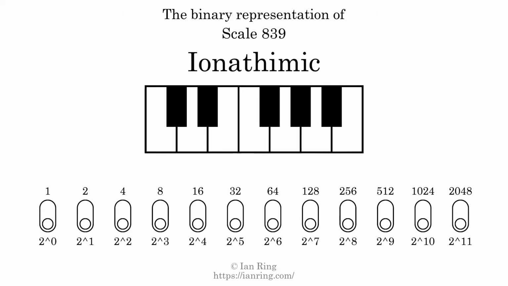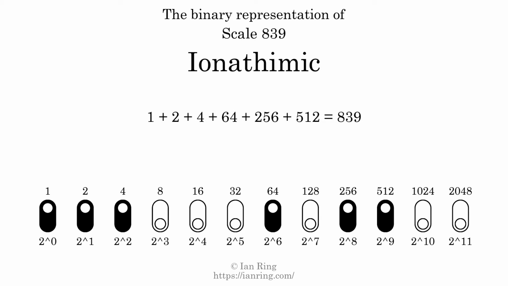The binary representation of this scale is determined by mapping tones of the scale to binary digits. Each binary digit represents a power of 2. To get the scale number, we add the powers of 2 together. The powers of 2 that are present in the scale, all added together, equals 839. That is why the scale number, in decimal, is 839.